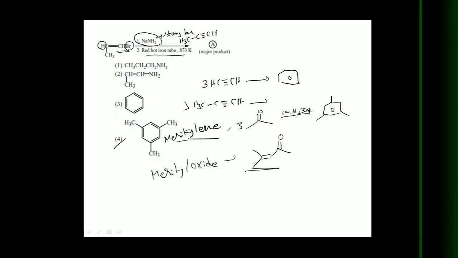Of course, this reaction is very well known. When acetylene is passed through the red hot iron or copper tube, you get cyclic trimerization. Benzene is the product. Okay, that's it.